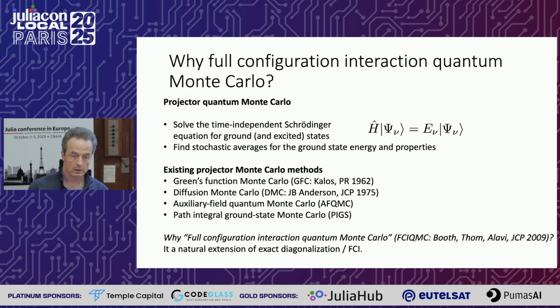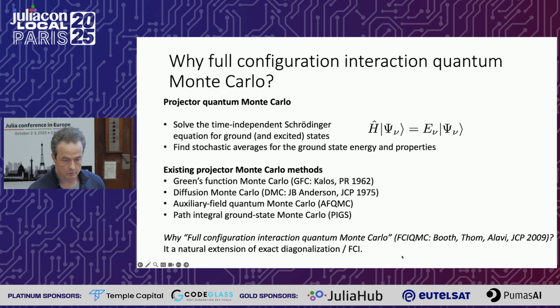So full configuration interaction quantum Monte Carlo is a fairly modern flavor of projector quantum Monte Carlo. The aim of projector quantum Monte Carlo is to find the ground state and maybe some low-lying eigenstates of a large quantum many-body Hamiltonian without any approximations, but sampling it stochastically. Now, the history of this is that the idea is fairly old. Last century, this was done in the context of atomic physics and nuclear physics initially, and then moved into quantum chemistry and solid-state physics.